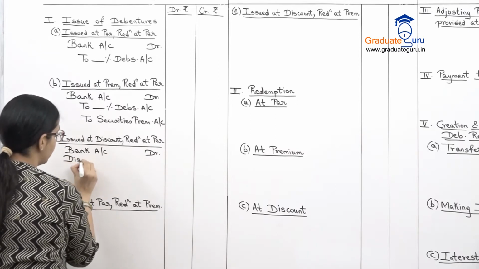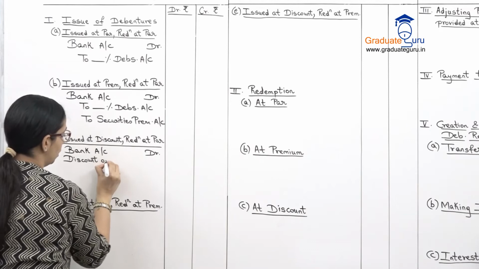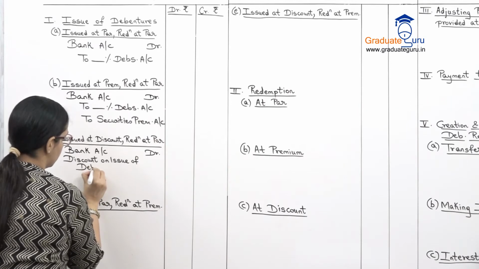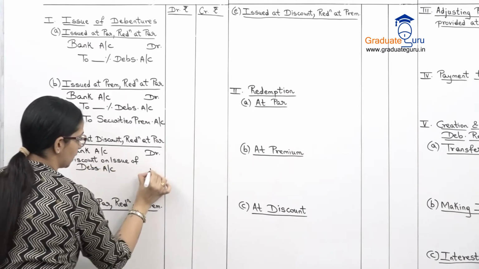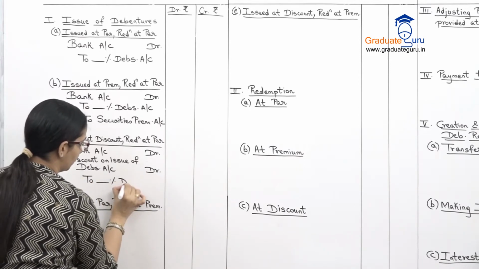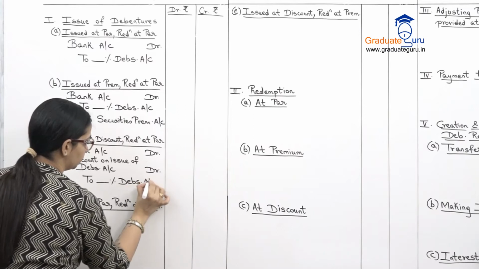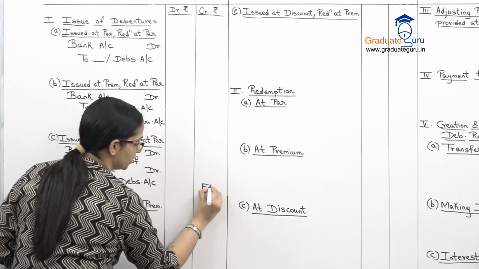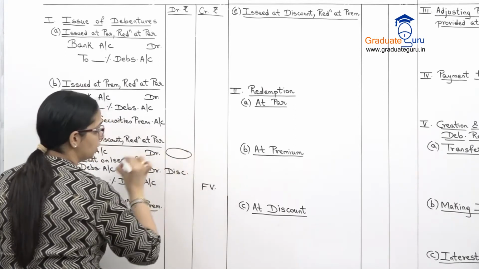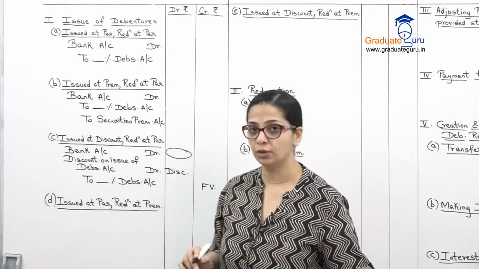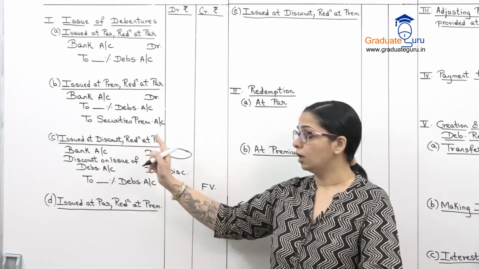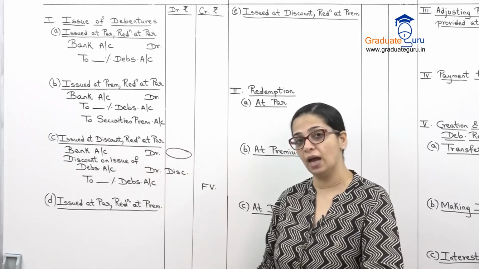The loss on discount will go to a special account called discount on issue of debentures. So discount on issue of debentures account debit, and the debentures will be credited with the full face value. Okay, so debentures में आ जाएगा face value and discount will come against discount, and this will be our balancing figure, the bank amount that we get from our debentures. Okay, so this is how you will pass the entry when the issue is at discount but the redemption is going to be at par.